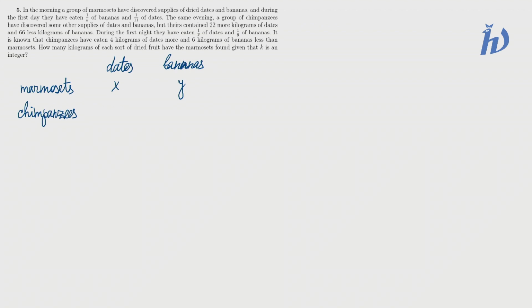And near these values, let me note that during the first day, marmosets have eaten 1/11 of dates. So I'll write down the part of dates they have eaten, and 1/4 of bananas. Then, how much fruit have the chimpanzees discovered at their supply? They have discovered 22 kilograms more of dates, that is x plus 22, and 66 kilograms less of bananas, that is y minus 66. And as for the chimpanzees, they have eaten 1/k of dates and 1/9 of bananas.